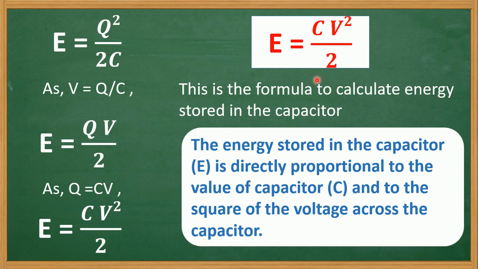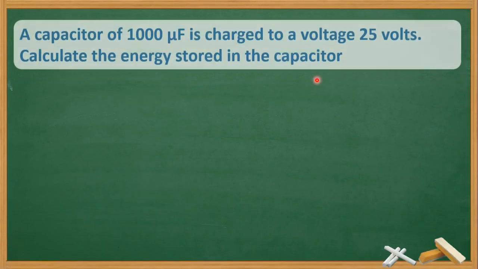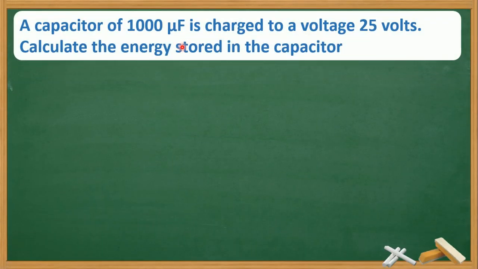Now let us look at one numerical. The numerical is: a capacitor of 1000 microfarad is charged to a voltage of 25 volts. Calculate the energy stored in the capacitor. We are given a capacitor having a capacitance of 1000 microfarad, connected across a voltage of 25 volts. We are asked, when this capacitor is fully charged, what will be the energy stored in that capacitor. So let us solve the numerical.